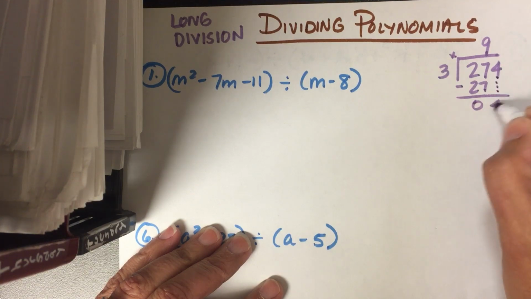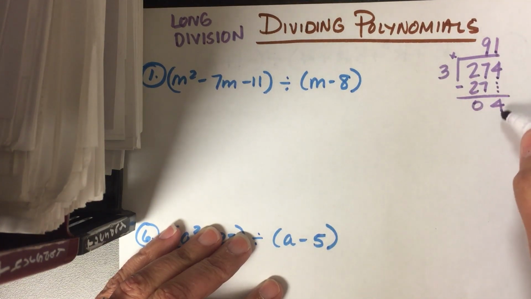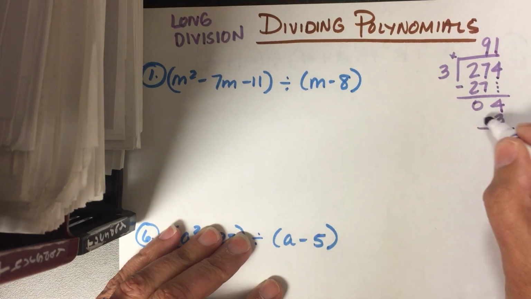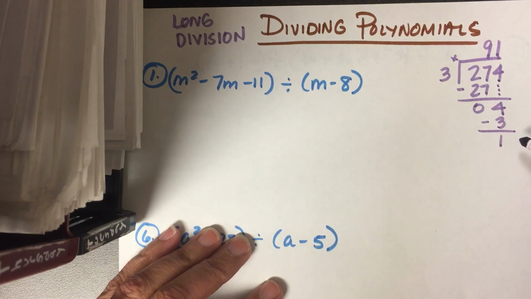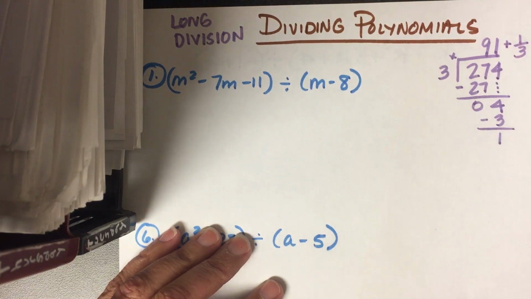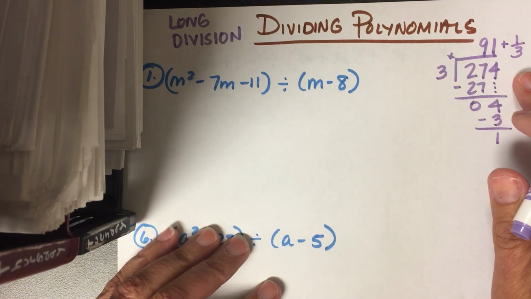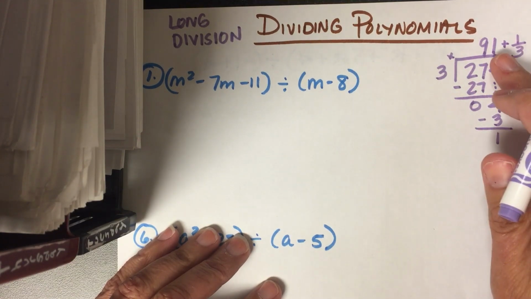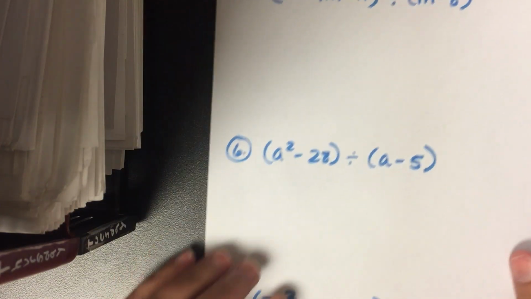I bring the 4 down. Does 3 go into 4? 1 time. 3 times 1 is 3. I subtract, and that's 1. And 1 is my remainder. So this is the same thing as 91 and 1/3. We're going to do the same thing with the long division. We're going to add the remainder on to the end if there's a remainder, just like we had here. Now, we could go into decimal places, but you're not going to do decimal places with polynomials. So let's look at the first one.